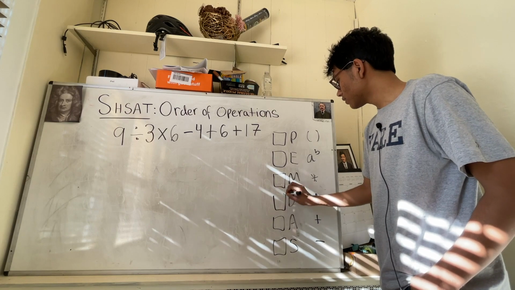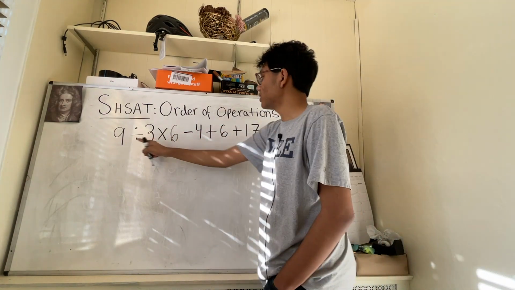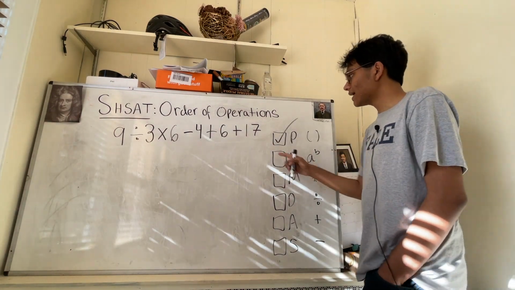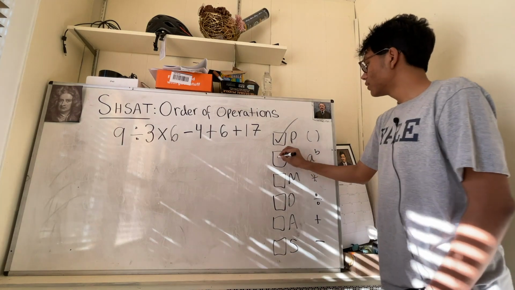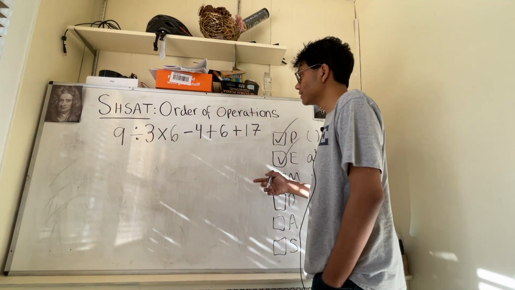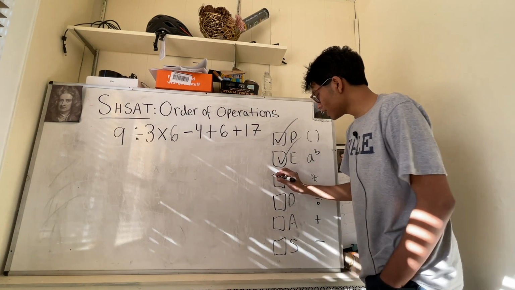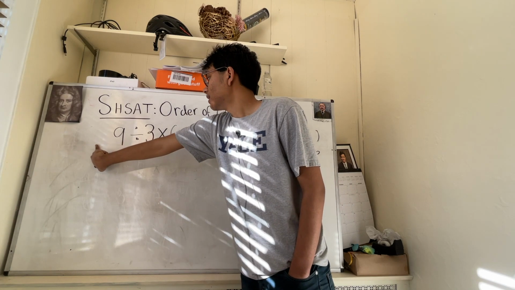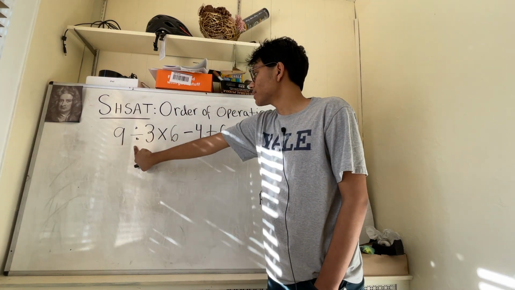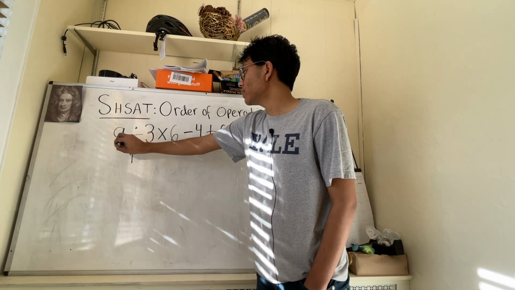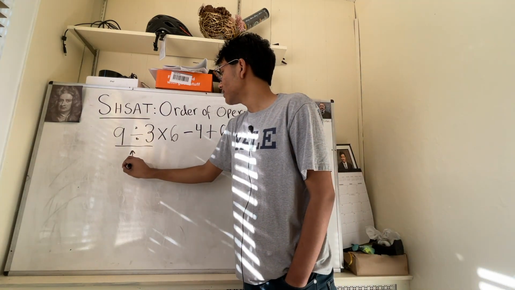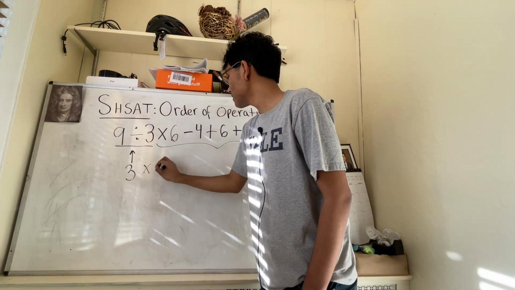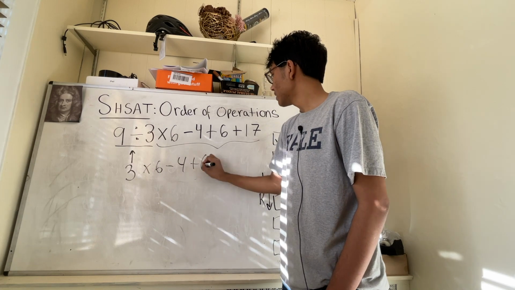Well, first let's look to see if there's any parentheses. Scanning, nope, no parentheses, we're done. Any exponents? Nope, we're done. Any multiplication? Remember, multiplication and division, you have to do left to right. So what sign do you see first? As I come this way, oh, there's a sign. It's division. So let's do that. 9 divided by 3, that's 3. And then copy all of this down. So copy down the times 6 minus 4 plus 6 plus 17.